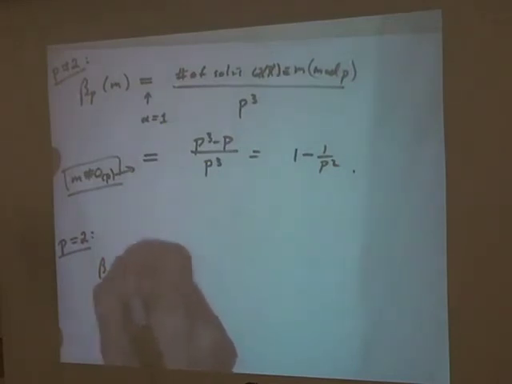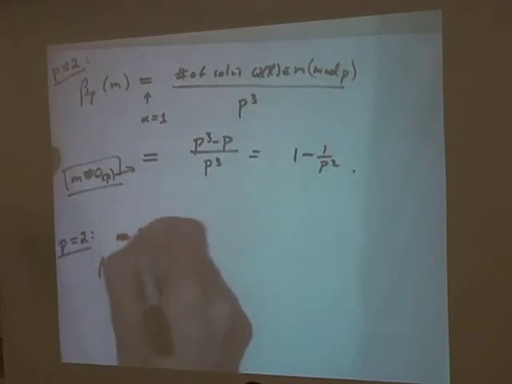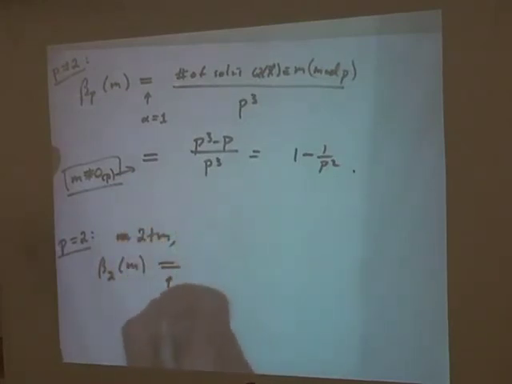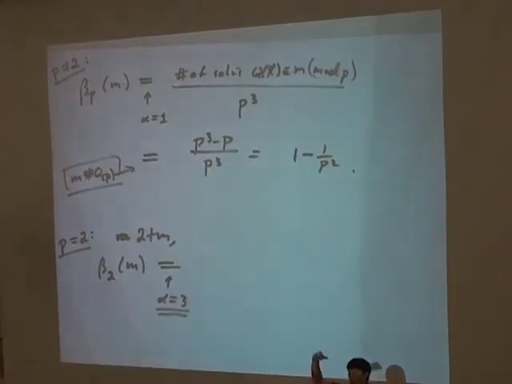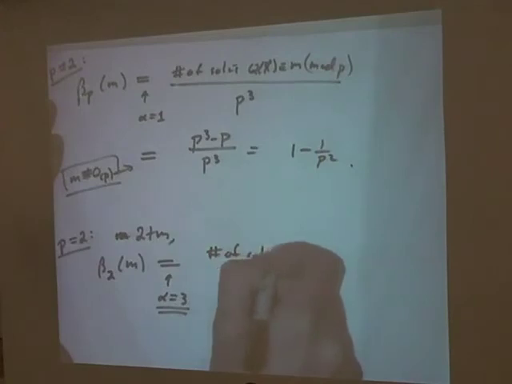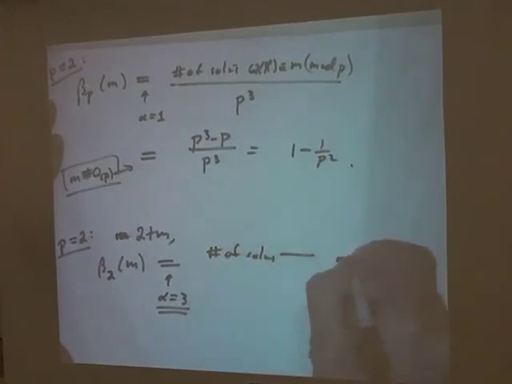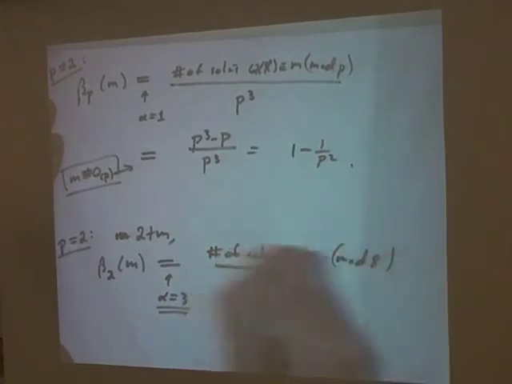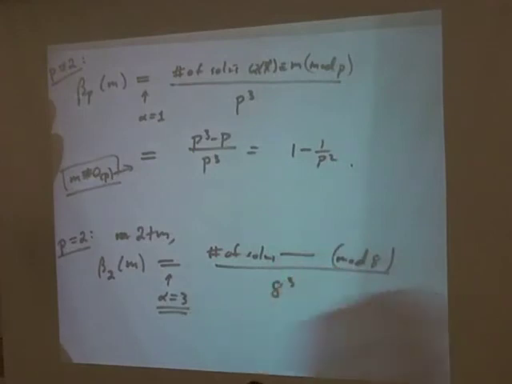Beta 2 of m. I'm going to assume now that m is not divisible by 2. And it's enough here to take the limit when alpha is equal to 3. Okay, so you can always lift solutions mod 8 to 2-adic solutions if a sum of squares. And so this is equal to the number of solutions of this thing modulo 8 over 8 cubed. This is by Hensel's lemma. I know this is enough.